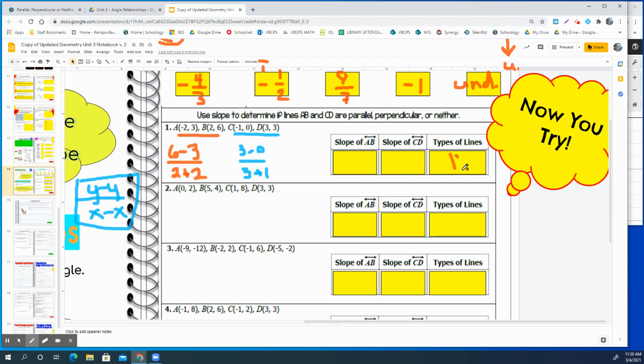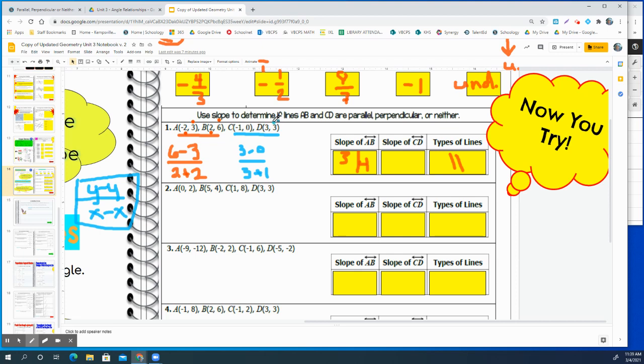Somebody says parallel. Can we get confirmation on parallel? What's the slope between A and B? 3/4. So 6 minus 3, y minus y, 6 minus 3, and then 2 minus negative 2. Be careful about that. When you subtract a negative, you're really adding. So definitely that AB, the line between A and B, is going to be 3/4 slope.